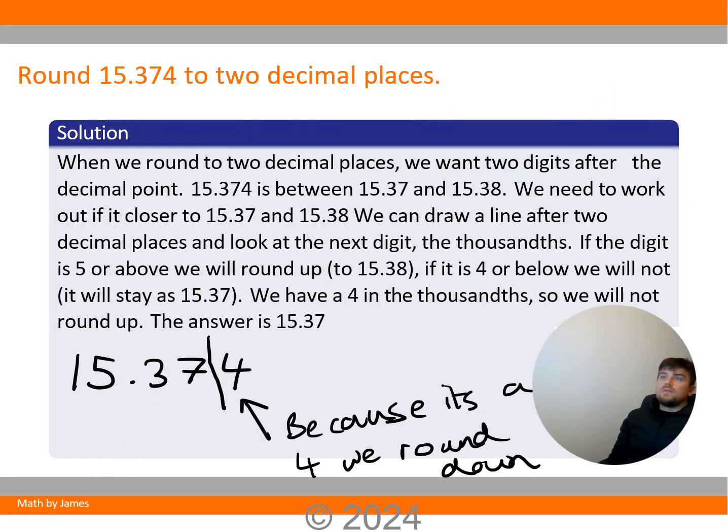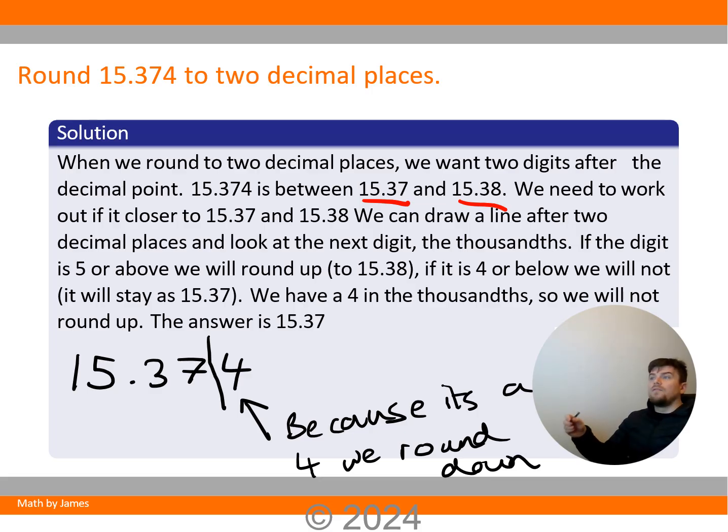So it's really important to understand rounding and what we mean by decimal places and the other types of rounding. So here we've got 2 decimal places. What we do here is we round to 2 decimal places. We want 2 digits after the decimal point. So we know it's between 15.37 and 15.38. We need to work out which one's closer, 15.37, or is it closer to 15.38?